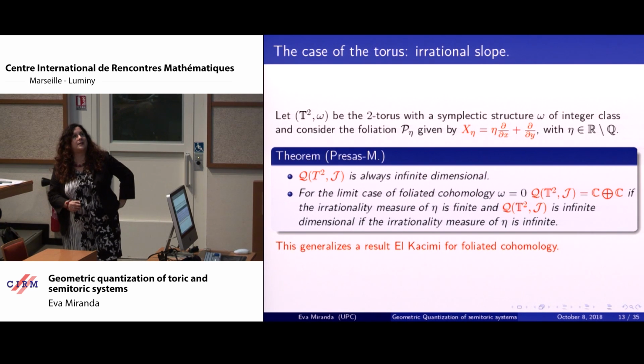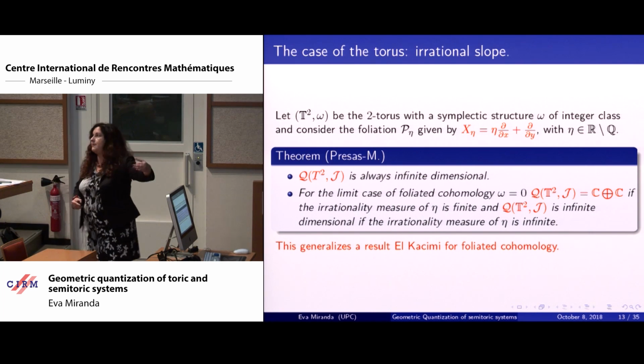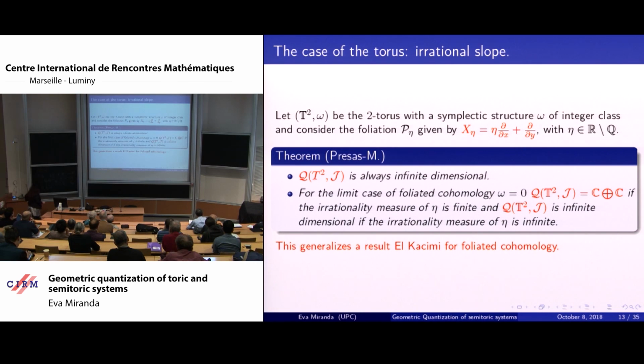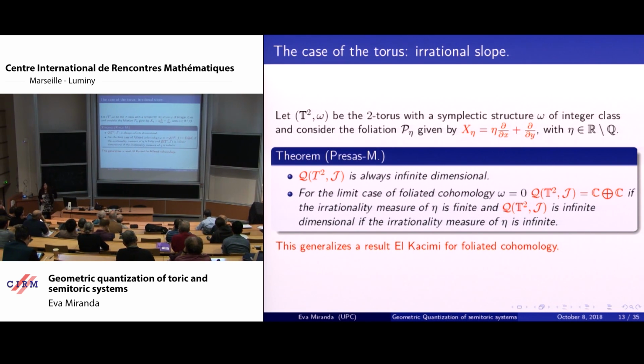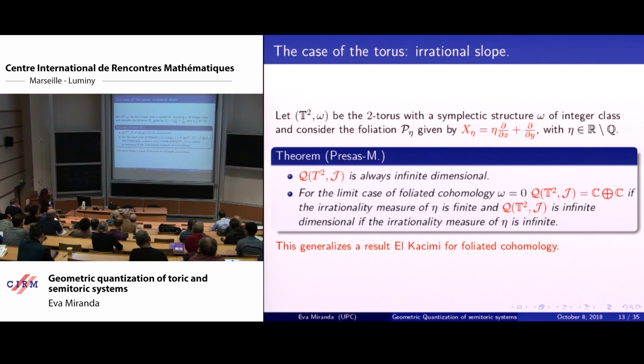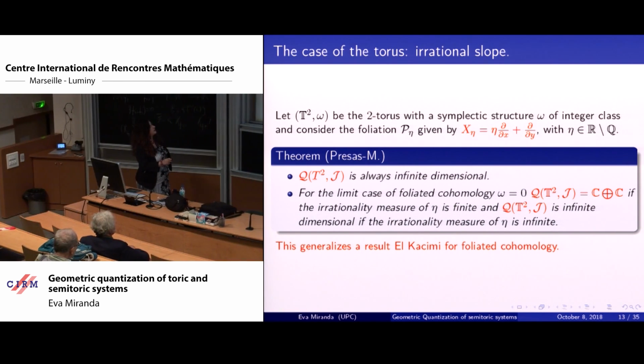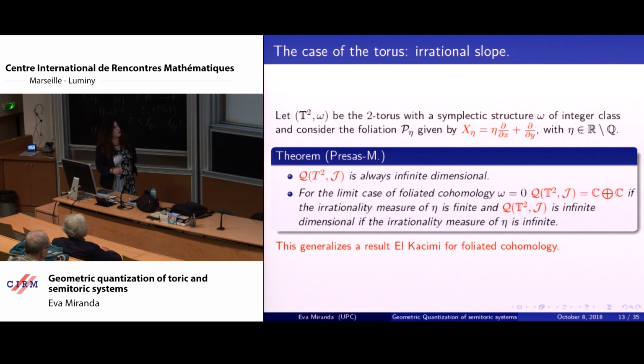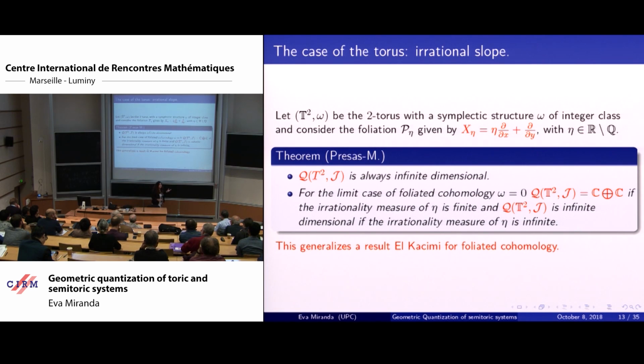So the quantization is always infinite dimensional, but if I look at the limit case when omega equals 0, and I recover the foliated cohomology, then I get a finite answer if the rationality measure of this irrational slope is finite, okay? So I get a finite solution out of this infinite solution in the limit case when I have the rationality measure of eta finite. In which cohomology does this live?